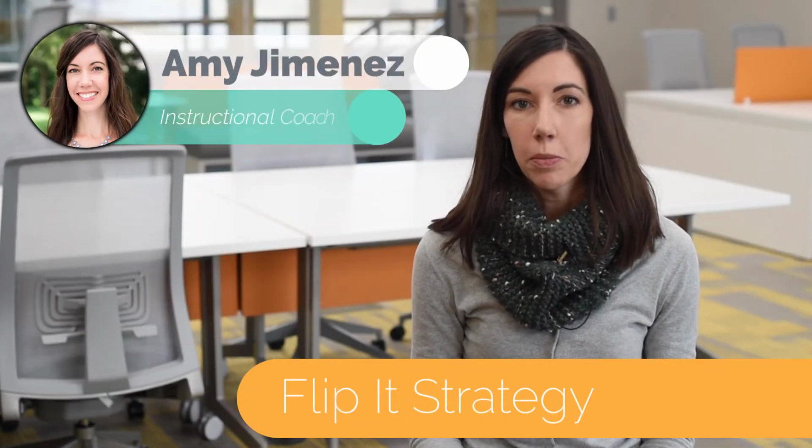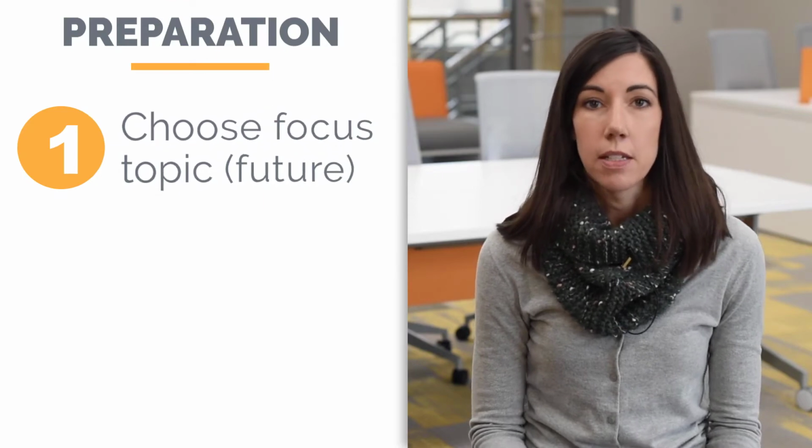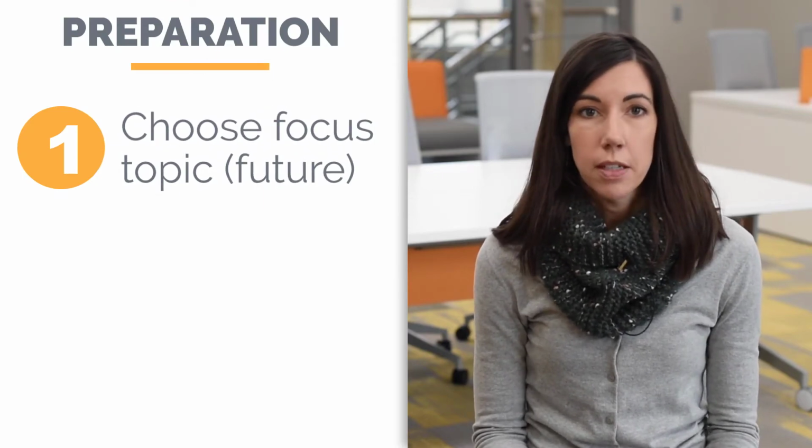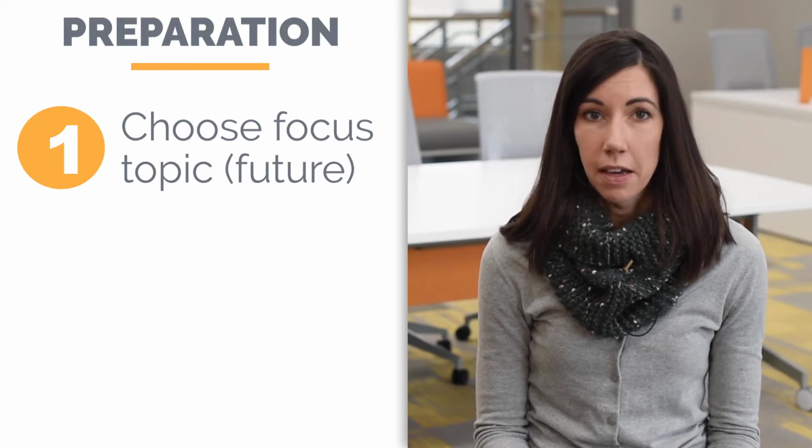Flip It is a strategy from the book Game Storming. The purpose is to create a change in perspective, to take what are viewed as challenges and flip them to see them as actionable opportunities instead. To prepare, you'll want to choose a focused topic, something that applies to the future. For example, math skills, collaborative work, or a specific challenge you are facing as a class.